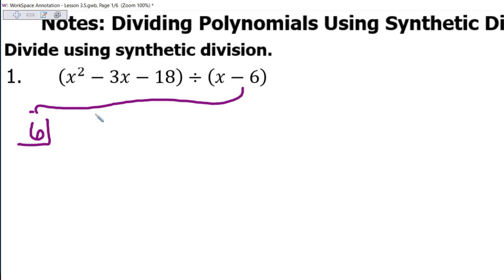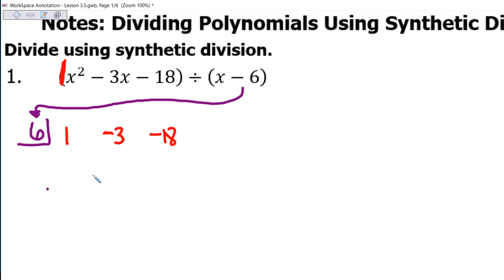So for the row of coefficients, for 1x squared, we need to put a 1. For the x, we need to put a negative 3. For the constant, we need to put negative 18. So make sure the sign goes with the value. Now skip some space, we need to have a second row of numbers, and draw a horizontal line.